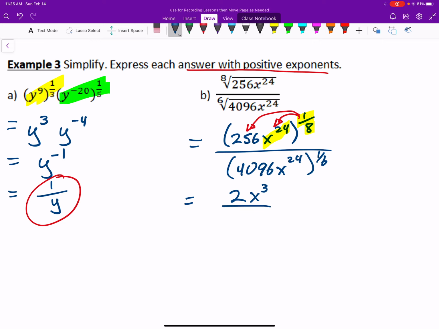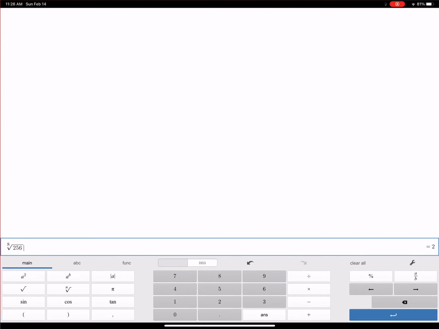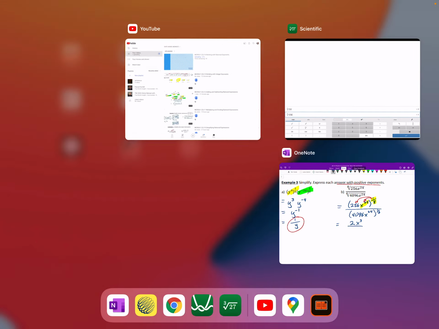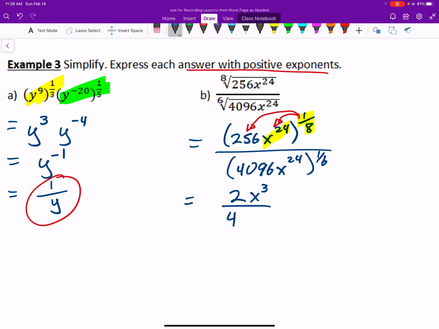If I take the 6th root of 4096, that equals 4. And again, if I raise x to the 24 to 1/6, I'll multiply those powers. 24 over 6 is just 4, so I end up with x to the 4 is what that reduces to.